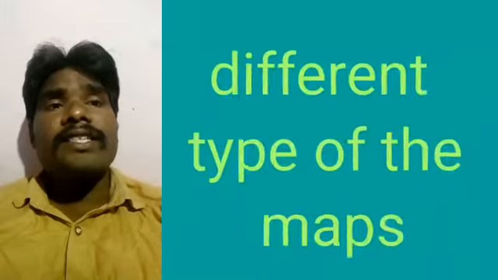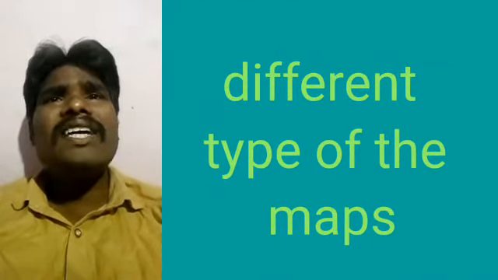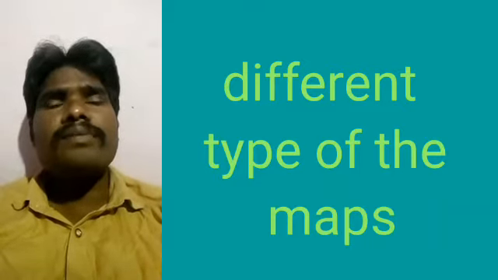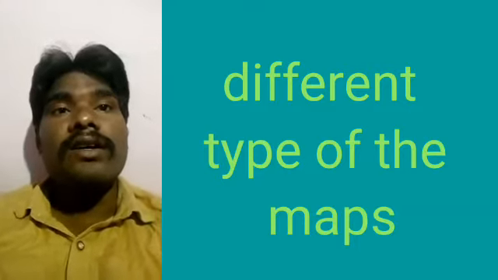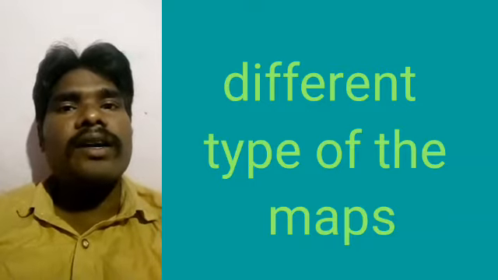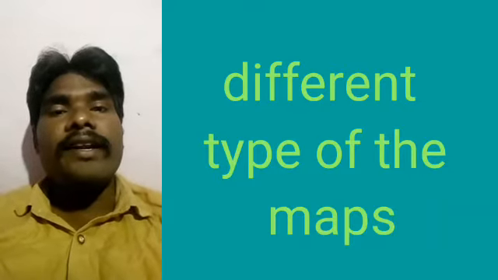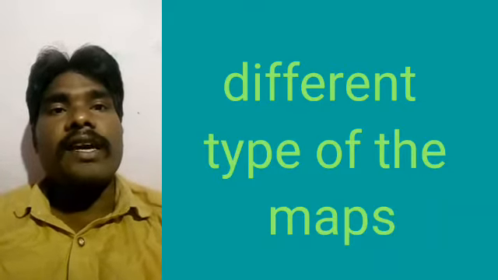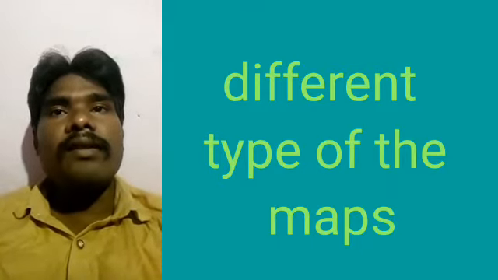Next heading: different types of maps. What are the different types of maps? Yes, there are many different types of maps. Especially in this chapter, you are learning two important types of maps. One is a physical map, and one more is a political map.